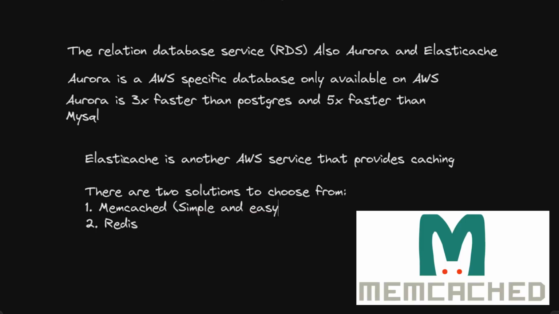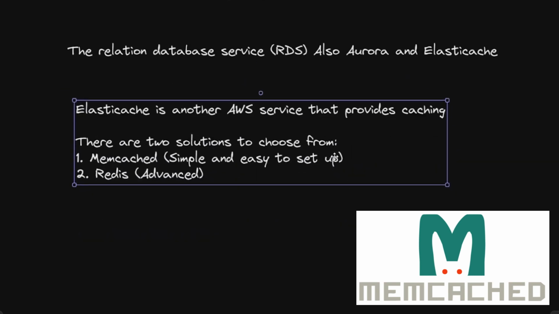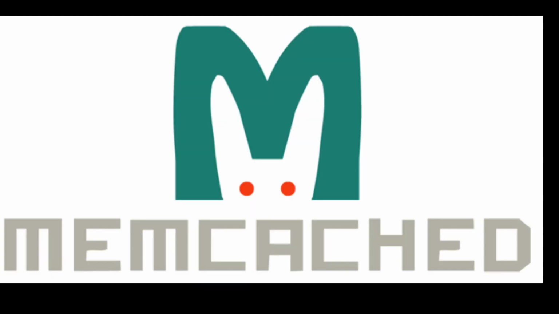Memcached is a simple and popular in-memory caching system that stores data in a key value format. Memcached is a straightforward solution that does not require complex configuration or setup. However, it does not provide advanced caching features such as data persistence, replication, or data partitioning.